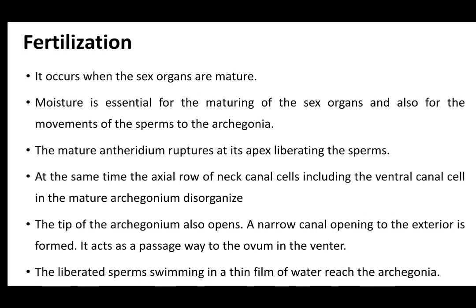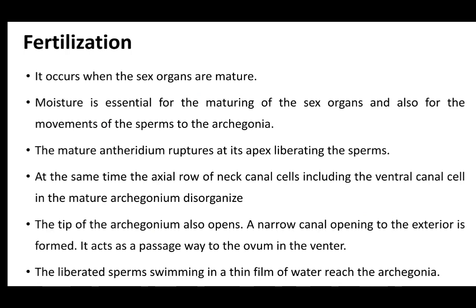Next, fertilization. During fertilization, moisture is very essential for the maturing of sex organs and also for the movement of sperm to the archegonia. See, the bryophytes have oogamous type of reproduction. What is oogamous type of reproduction? In oogamous type, the male gametes are motile and small, and female gametes are non-motile and large. The male gamete has to move to the egg cell for fertilization as it is motile.